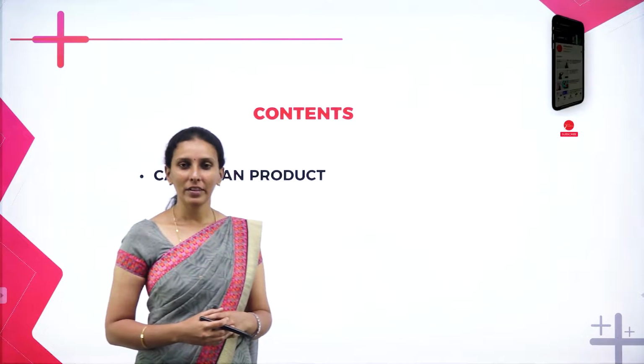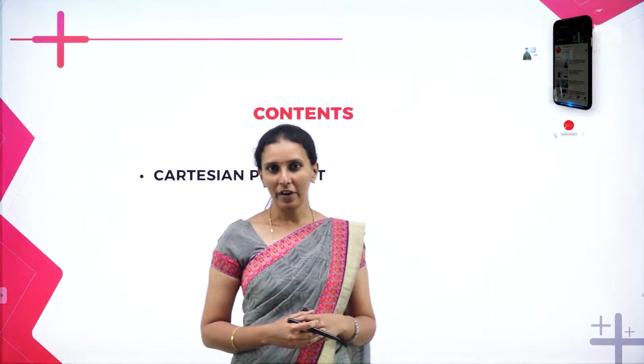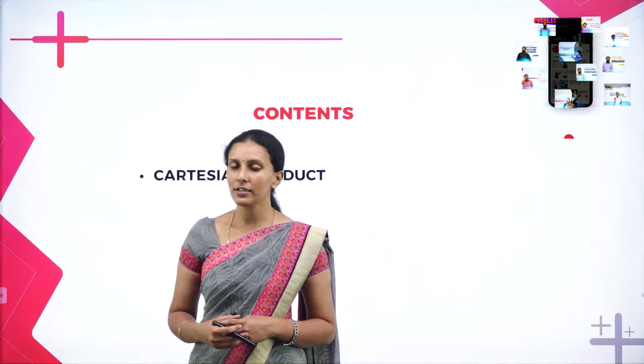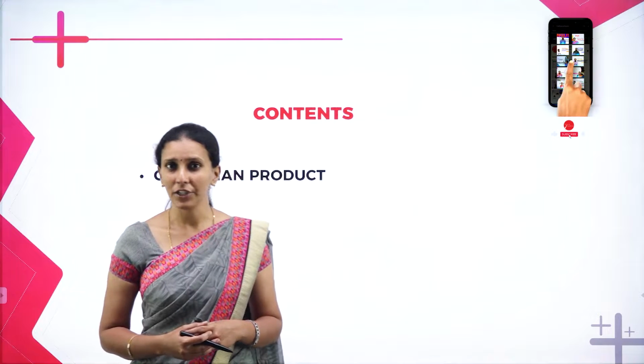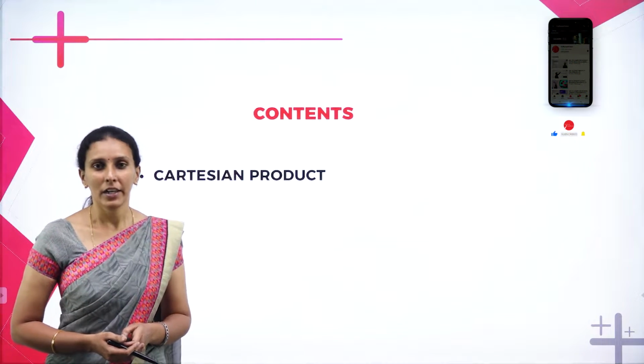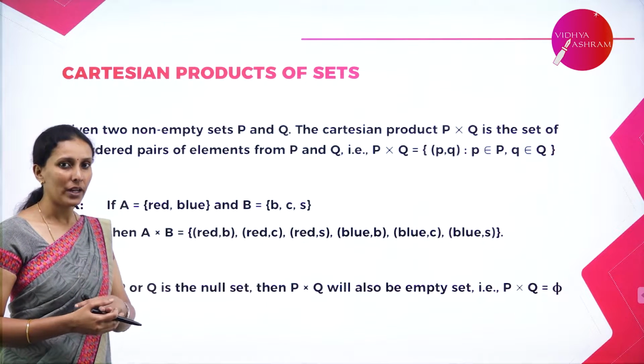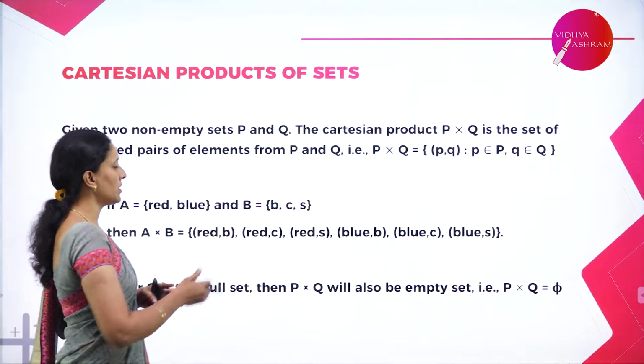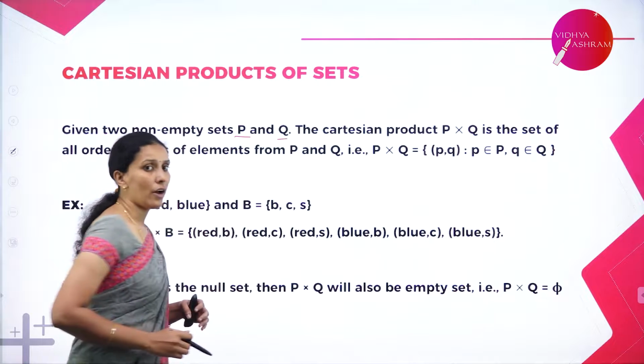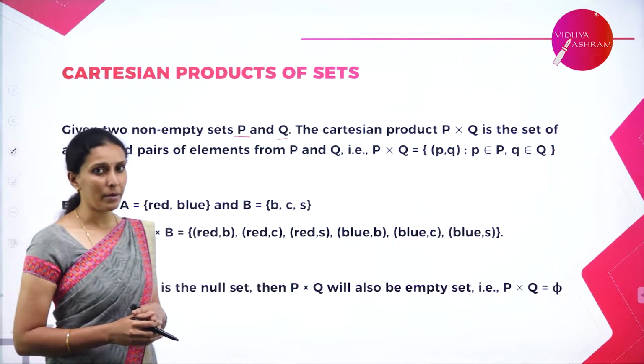So today we are in the chapter Relations and Functions, and in this session we are supposed to learn what the Cartesian product of two sets is. Now let's see the Cartesian product of sets. What does it mean? Suppose we have two sets P and Q. They are non-empty sets.